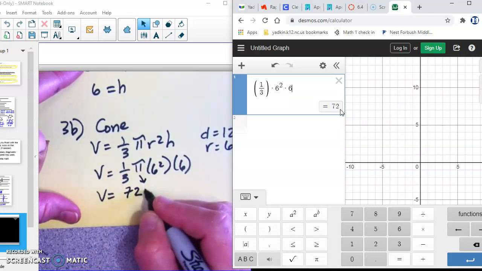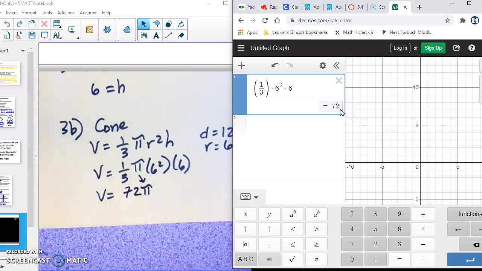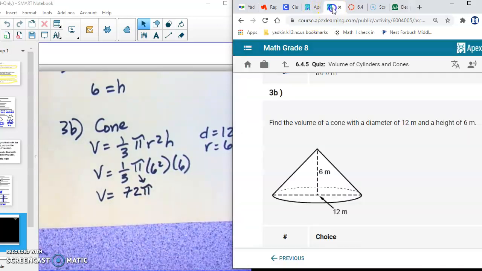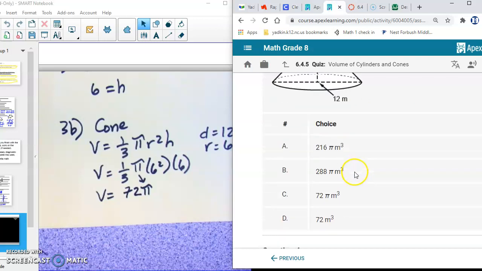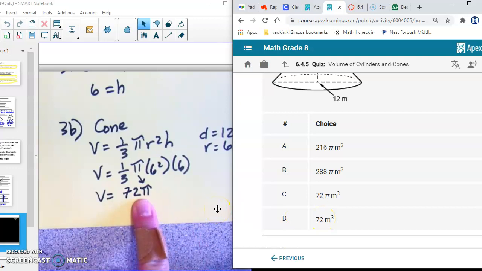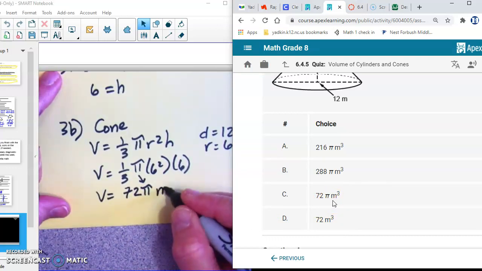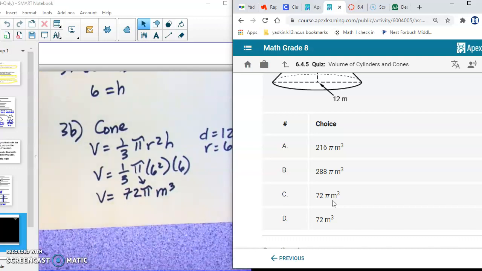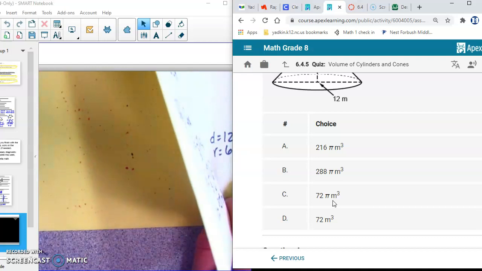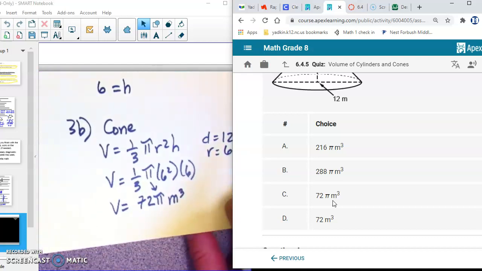Just bring the pi down. So let's look carefully at these answer choices because they can be a little tricky. There's 2 answer choices that have a 72. But what do we have over here that it equals? It equals 72 pi. So C would be your answer. 72 pi meters cubed. Remember, the units are cubed because this is volume, and volume is cubed.